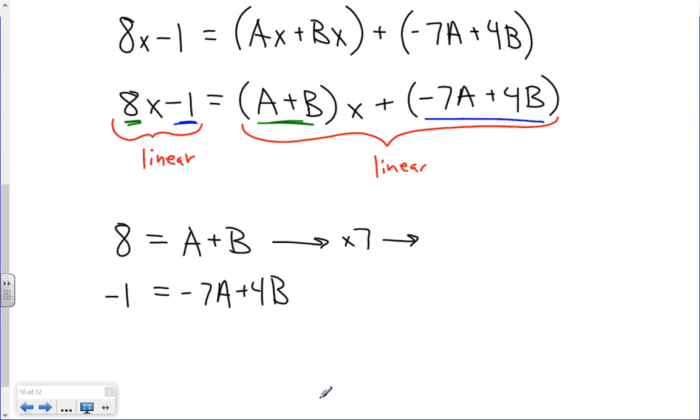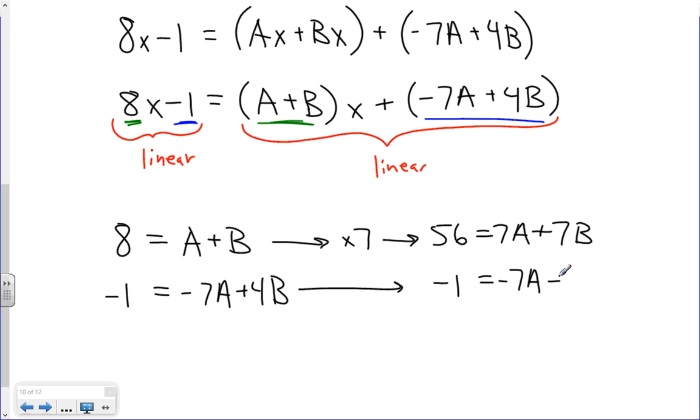And when I multiply by 7, what do I end up with? 7 times 8 is 56, equal to 7a plus 7b. And the second equation, I'm not going to change at all. So that's a negative 1 is equal to negative 7a plus 4b.